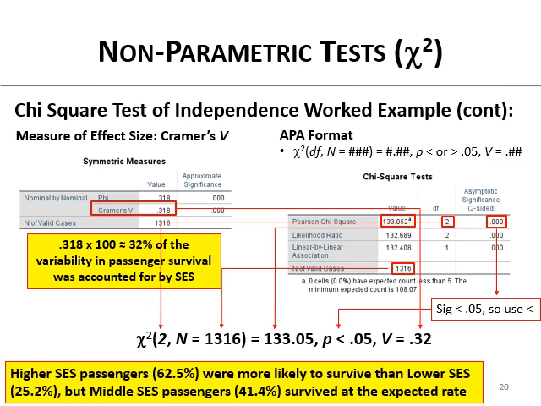So the end result here, what you tell grandma, is that higher SES passengers, 62.5%, were more likely to survive than lower at 25.2%. So if you're Rose, you're more likely to survive, basically, than Jack. However, if you're in the middle class of the ship, you sort of survived at the rate you would have expected. Remember, their standardized adjusted residual was not bigger than 2.